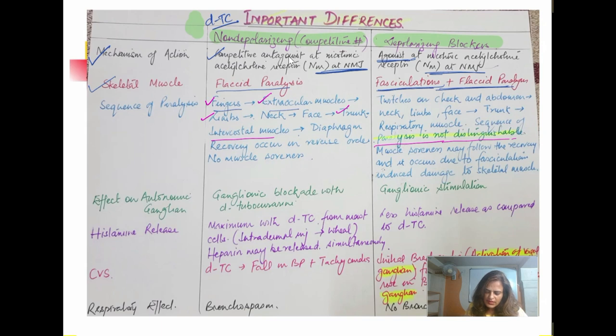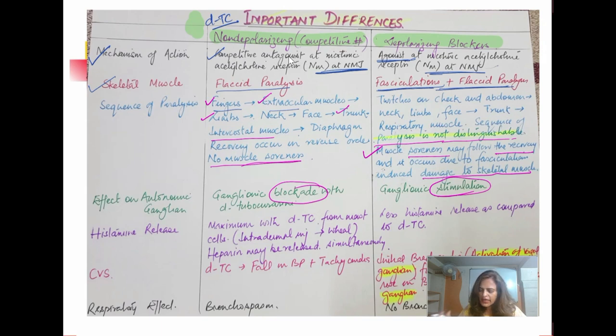Another difference is there is no muscle soreness in the case of d-tubocurarine because there is directly a flaccid paralysis, whereas with depolarizing succinylcholine you have muscle soreness following the recovery. And why does it happen? Because of the fasciculation. Fasciculation is there, there will be damage, and that leads to muscle soreness. This is one of the side effects with succinylcholine. Now another important difference is on the autonomic ganglion. D-tubocurarine causes blockade, whereas succinylcholine causes stimulation of the ganglion.